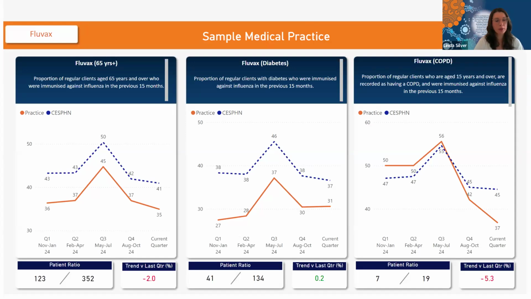So if we try to plan our goal for this flu season vaccination campaign, we can look at how we tracked last year, Q3 2024. In my sample practice, I'm at 45% at that point in time, and now I'm at 35. So what I could do is say, well, I would like to at least match or maybe slightly exceed my target this year. And for me, that would mean improving by 10%, which if I look at my total number of patients over 65, that's 352. So I would have to reach at least 35 patients in this age group with my flu vaccine campaign.